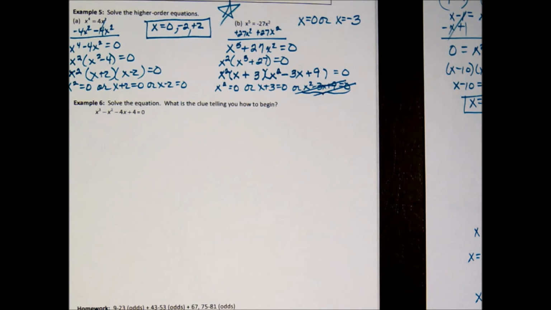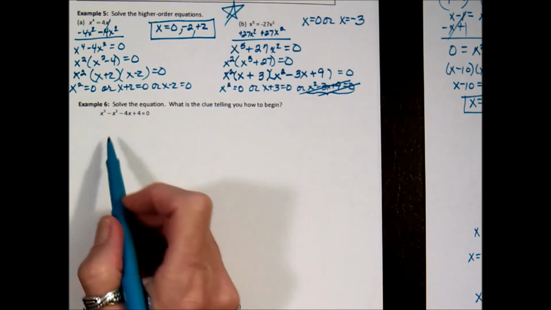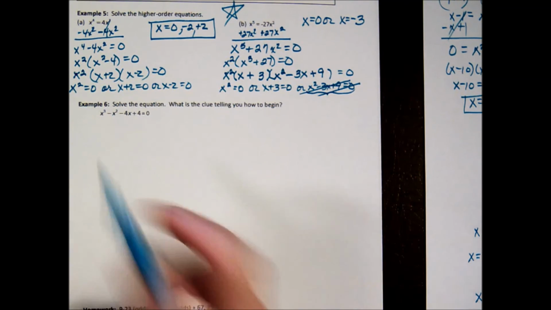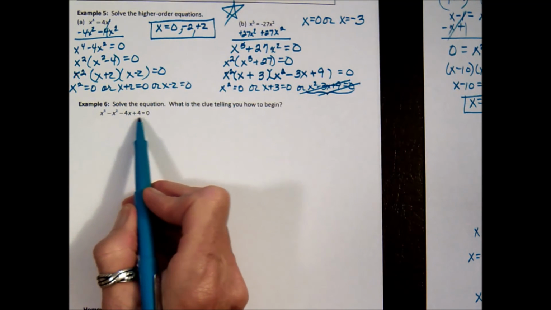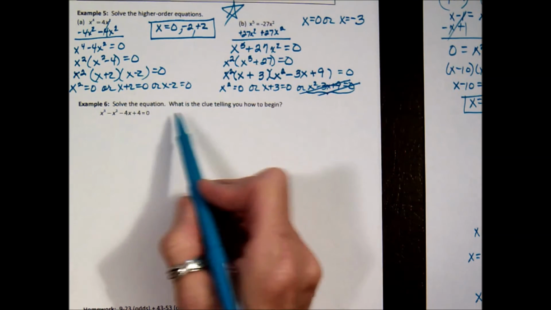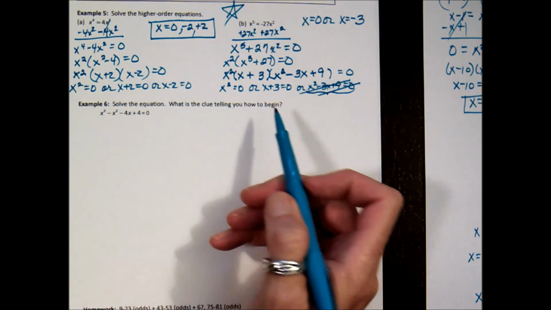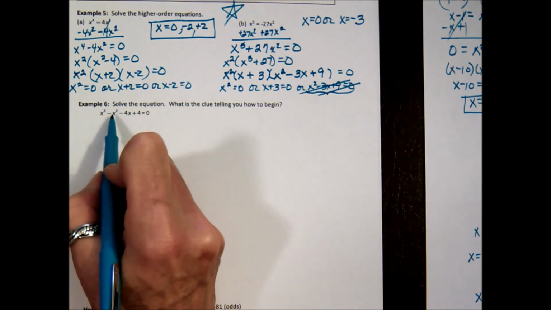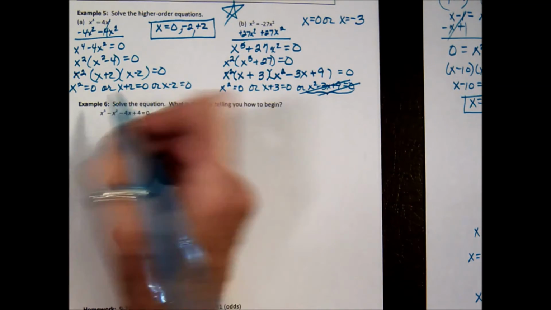All right, let's look at the last problem. We have x to the third minus x squared minus 4x plus 4 equals 0. What is the clue telling you how to begin? And the clue is 1, 2, 3, 4 terms. So we are going to group.